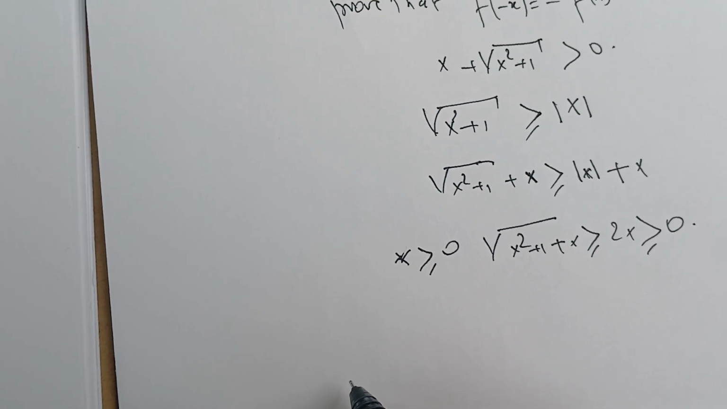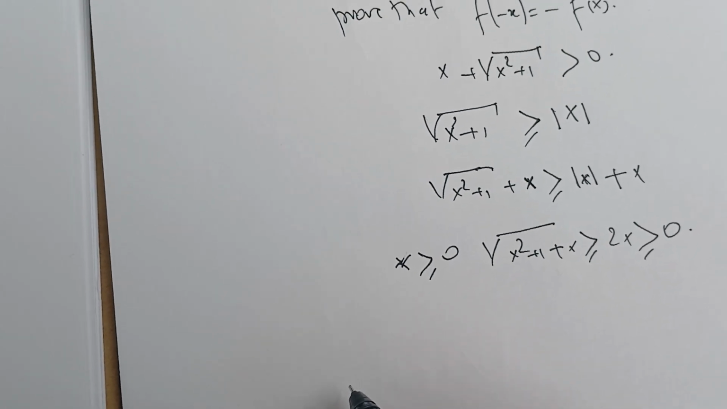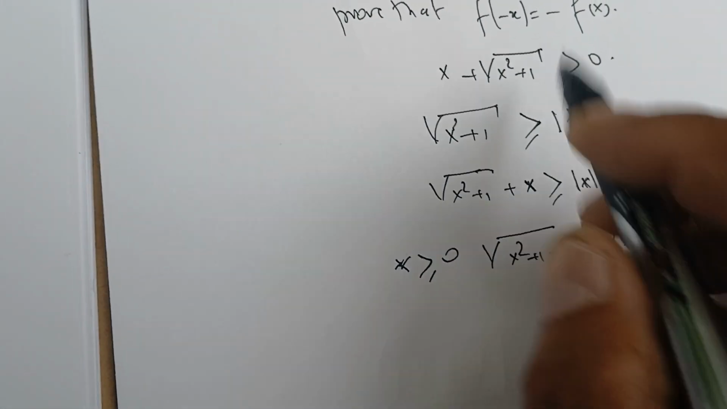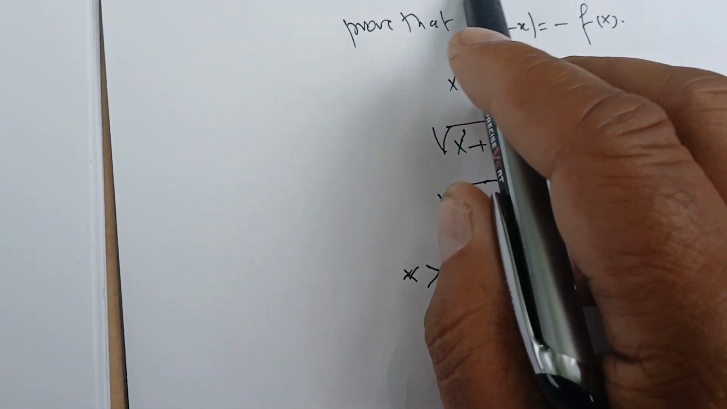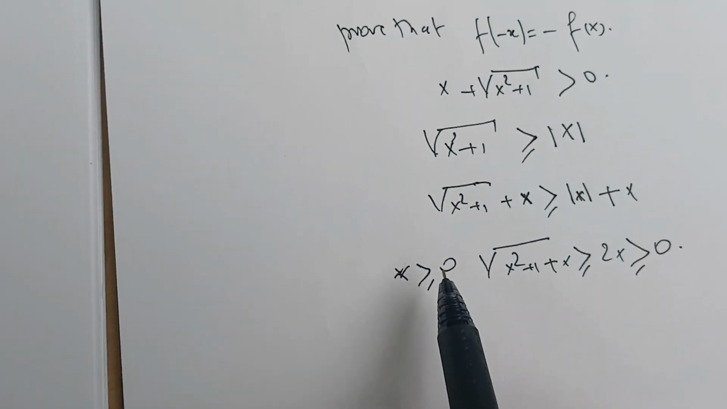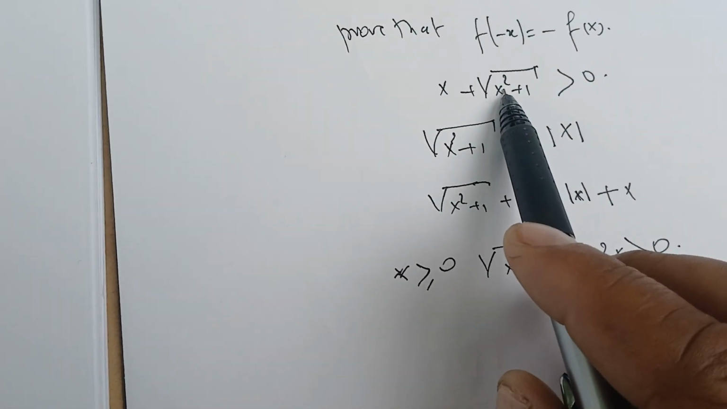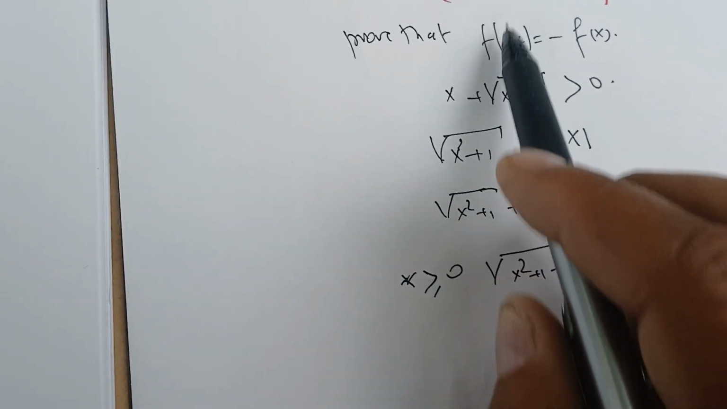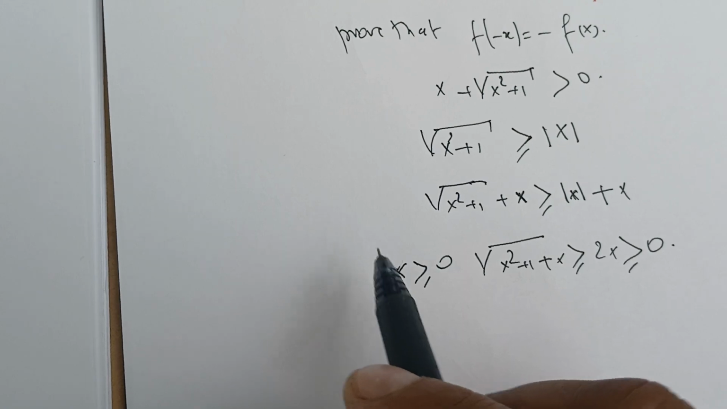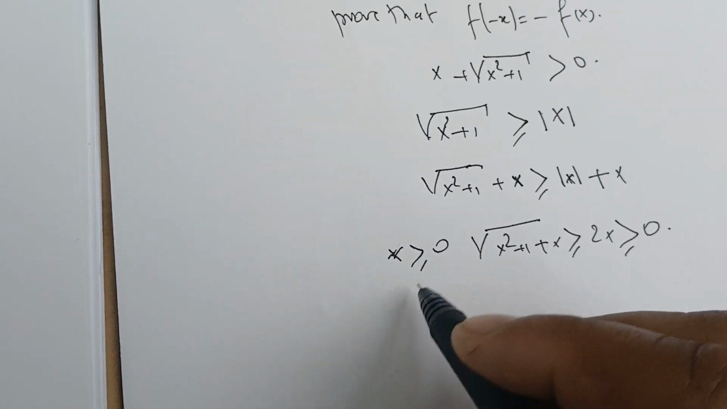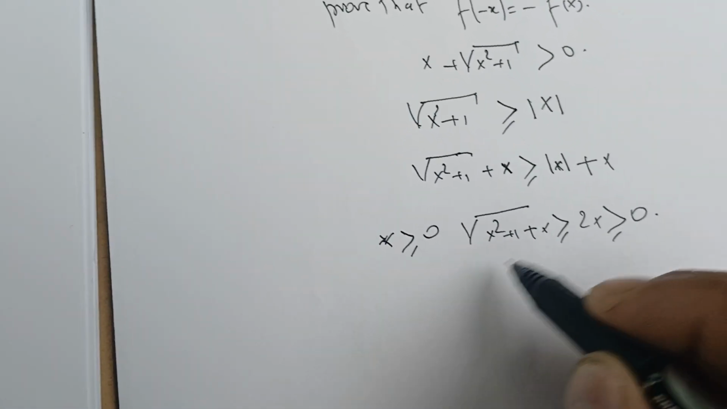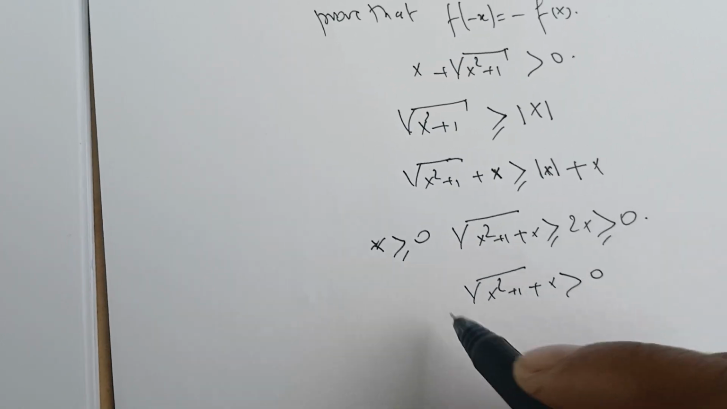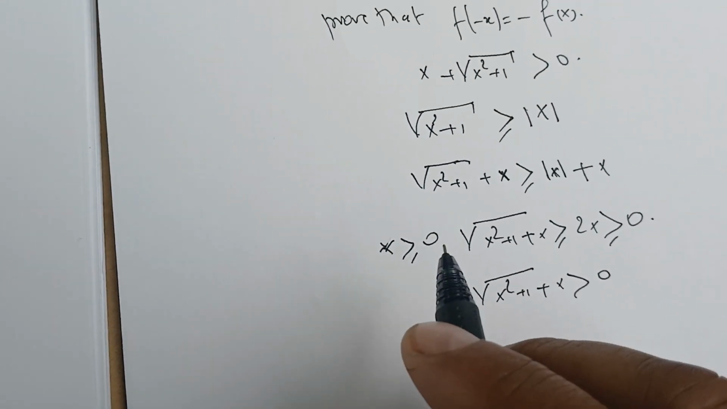Okay? So we don't want this one to be 0. When x is 0, we have no problem for this one, because if x is 0, we're going to have the natural log of 1. So assuming that x is bigger than 0, we have this one, x squared plus 1 plus x is bigger than 0.